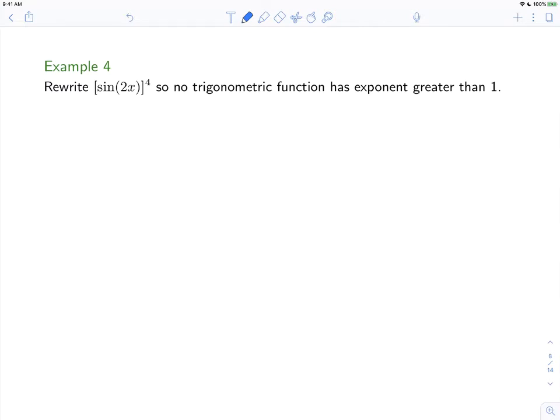This is sine of 2x, so we want to use the reduction formula for sine. So sine of theta, quantity squared, is equal to 1 minus cosine of 2 theta divided by 2. The only difference between the reduction formula for sine and cosine is that cosine has a plus here, sine has a minus. Okay, in this case, theta is equal to 2x.